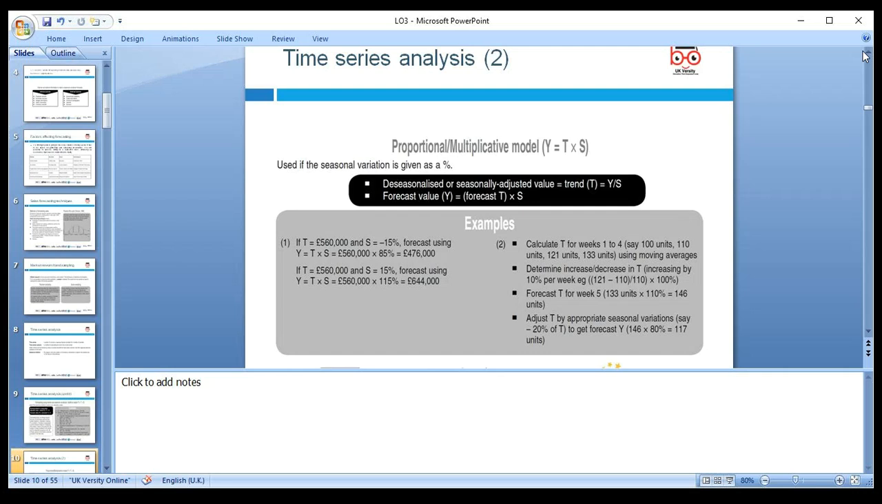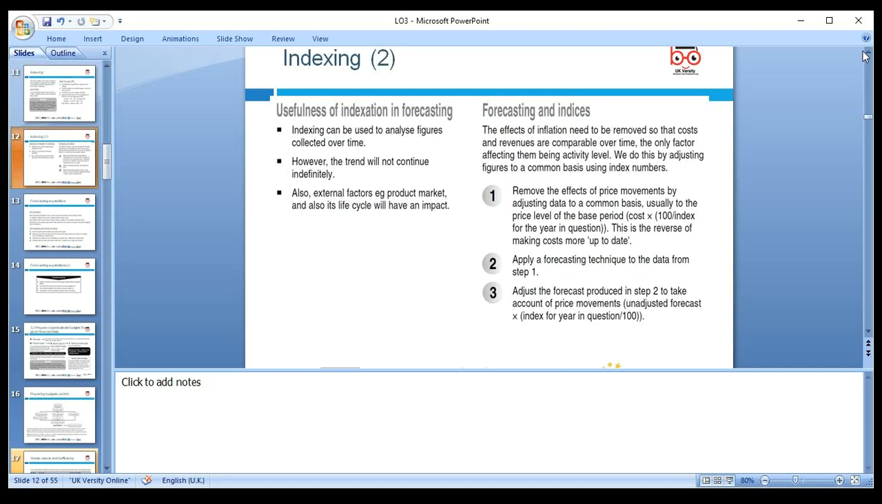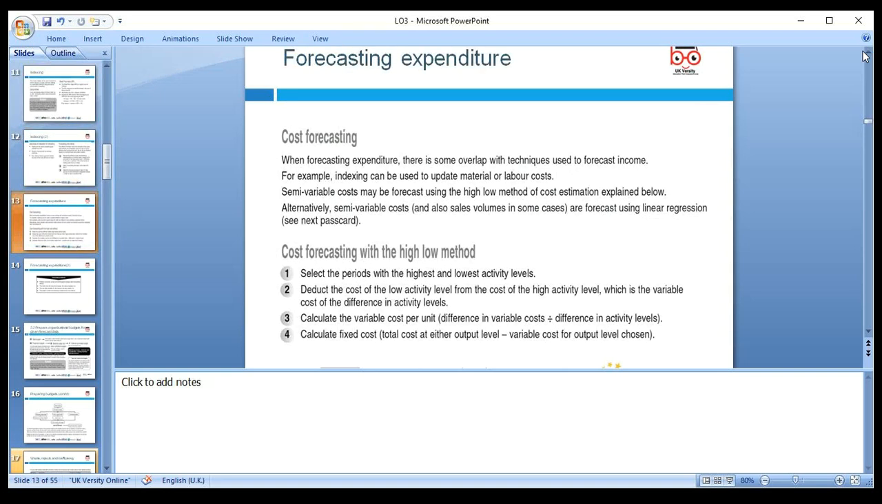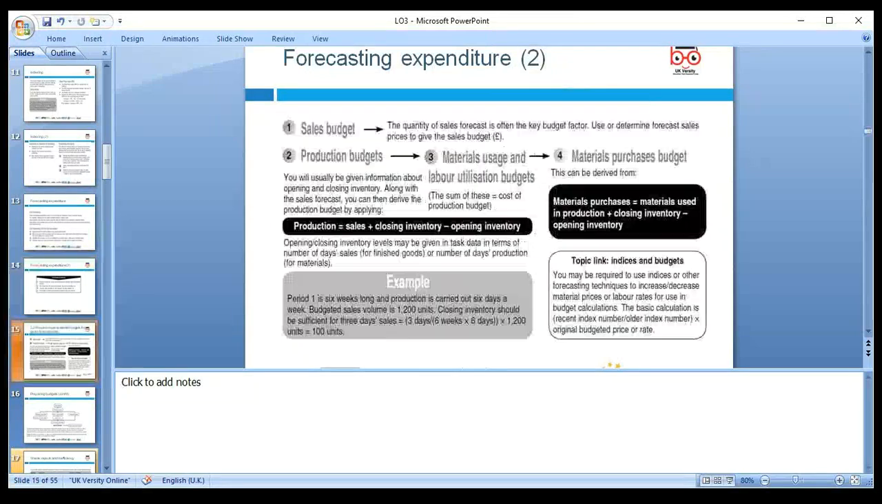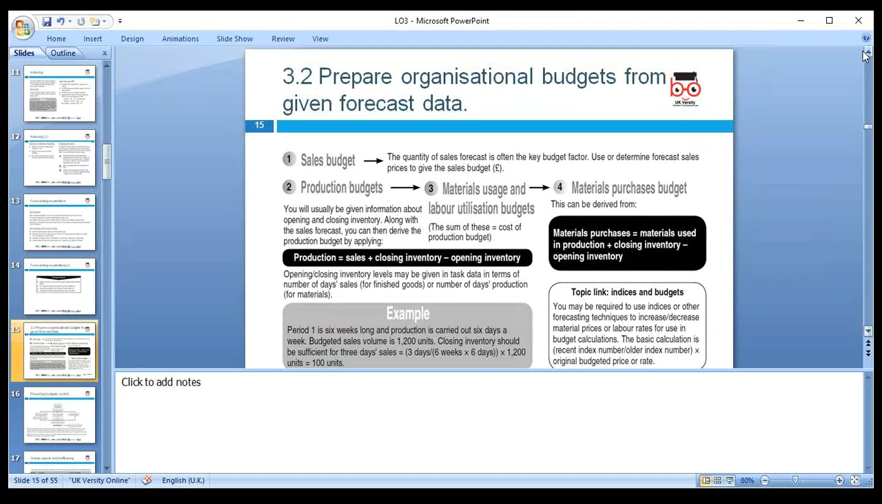We have some questions here as well. Proportional and multiplicative models can be used, as well as Y equals T plus S. We just need to keep this mathematical equation simple. We can use it to find the trend, index and trend analysis, moving averages. An index is another technique, like the retail price index, showing how many percent increase or decrease in inflation due to a number of reasons. We can use this indexation to calculate cost forecasting for the future.